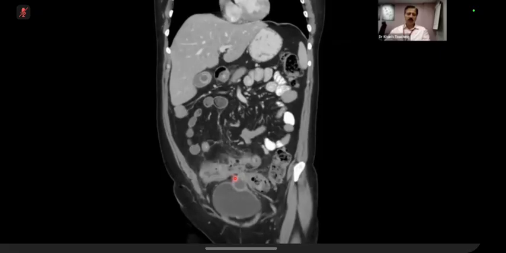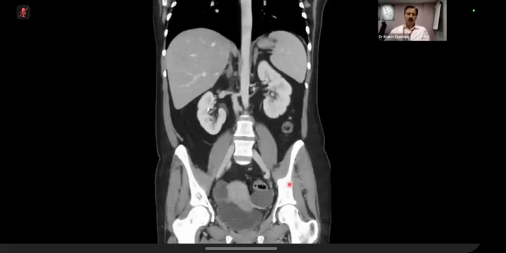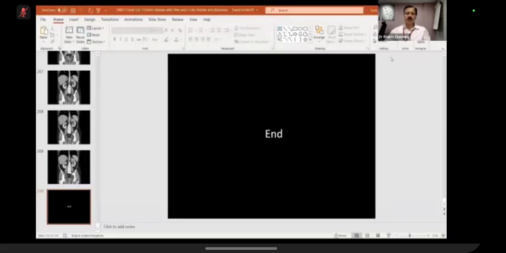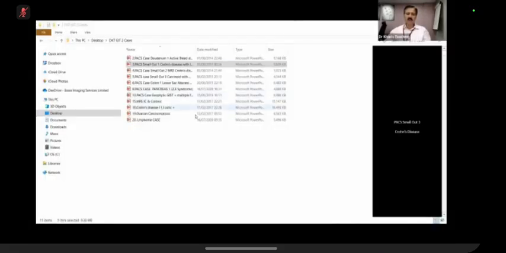So this CT scan tells you that CT is quite a robust investigation to show you everything regarding Crohn's disease cases and things like that. And many a times they will show you in the exam. Right.